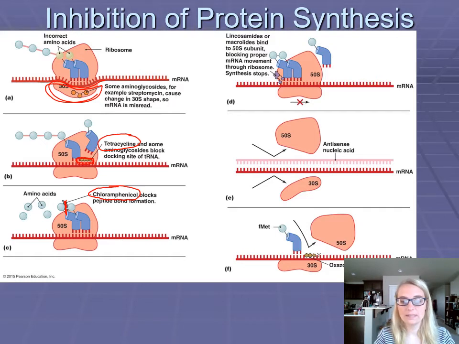This next one, D example here, macrolides is an example, bind to the 50S subunit, right? Our first example was distorting the 30S subunit. This one that binds the 50S subunit blocks the mRNA movement. So it's like putting a clamp right there between the large subunit and the mRNA, not allowing it to move through. And so protein synthesis stops.